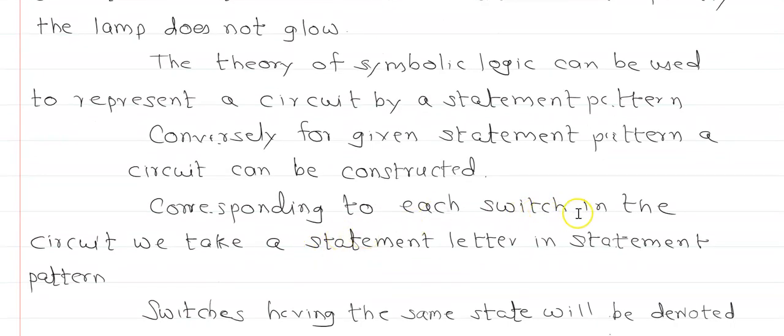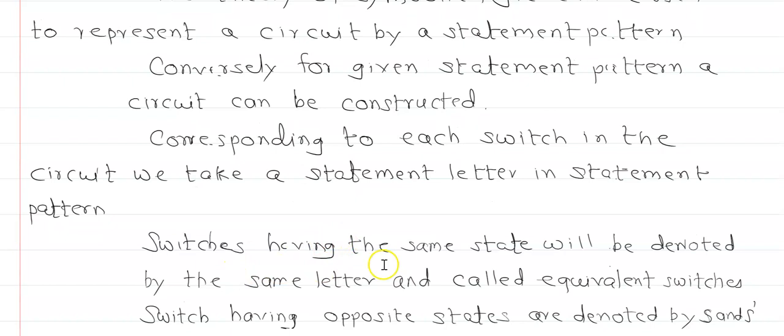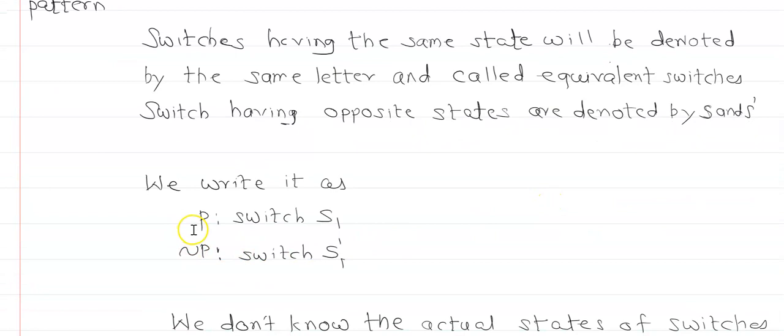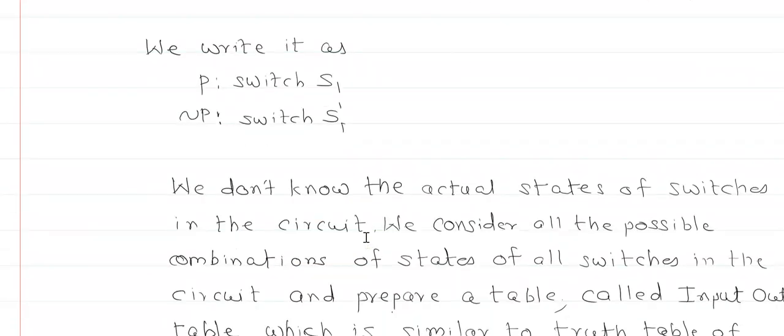Corresponding to each switch in the circuit, we take a statement letter in a statement pattern. Switches having the same state will be denoted by the same letter, called equivalent switches, and switches having opposite states are denoted by S and S dash. Now see this here, P is the switch S1, and the negation of P is the switch S1 dash, that is its complement.